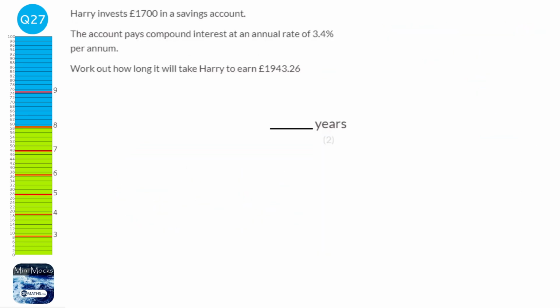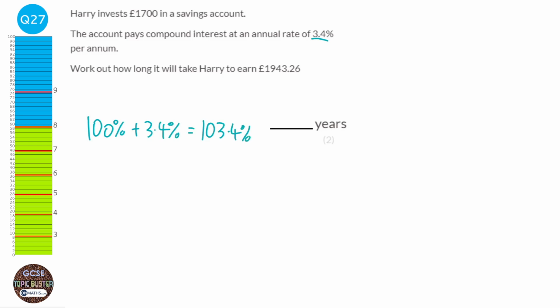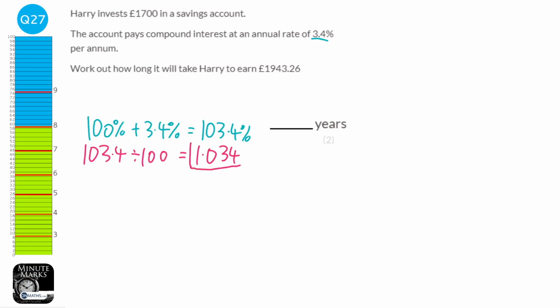So we're going to start off by finding the multiplier. And we start off with 100%. It's an increase of 3.4%, so we get increase 3.4%. And so that would be 103.4%. And then we need to make that a multiplier. So we're dividing it by 100. And so that would be 1.034. So anytime we times a number by 1.034, we'll increase it by 3.4%.